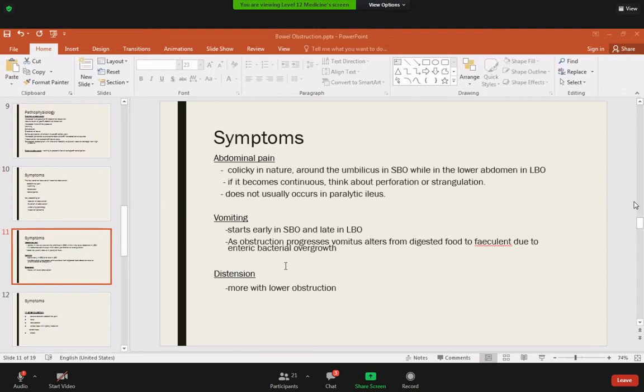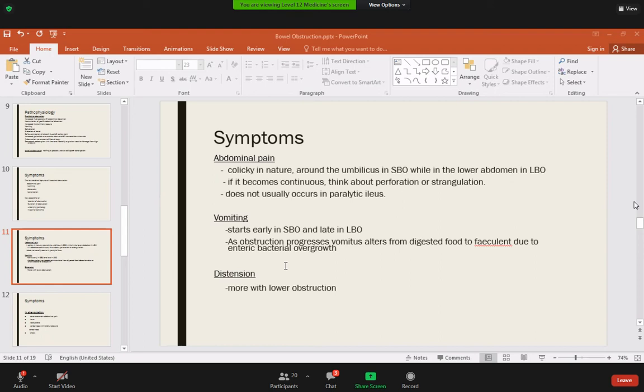It is seen around the umbilicus in small bowel obstruction, while it is in the lower abdomen in cases of lower bowel obstruction. If it is colicky, it means it is obstruction. But if it becomes continuous, think that the segment has become perforated or strangulated. It doesn't usually occur in paralytic ileus, because paralytic ileus is a flaccid gut that is not moving, so there is no colicky pain.